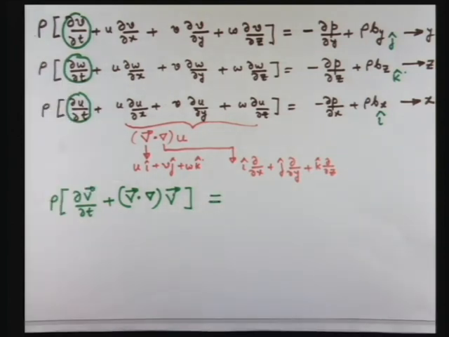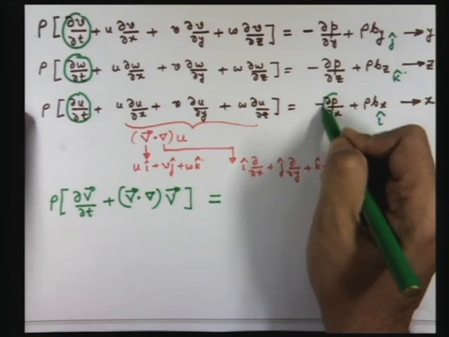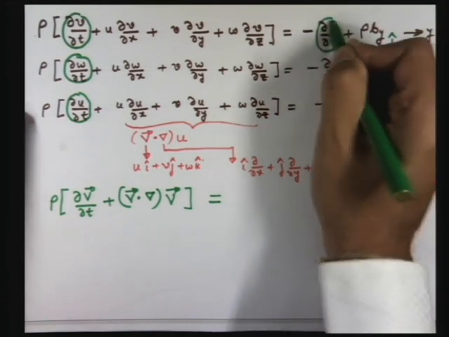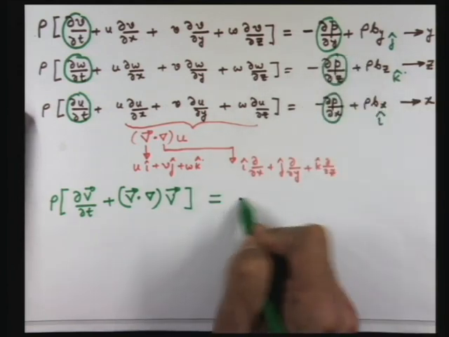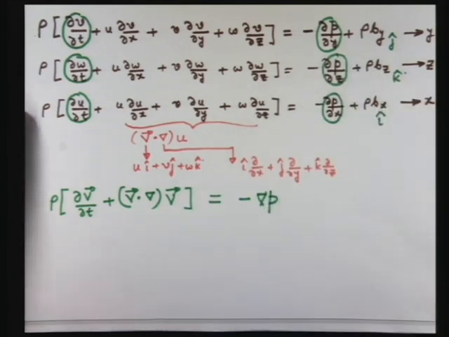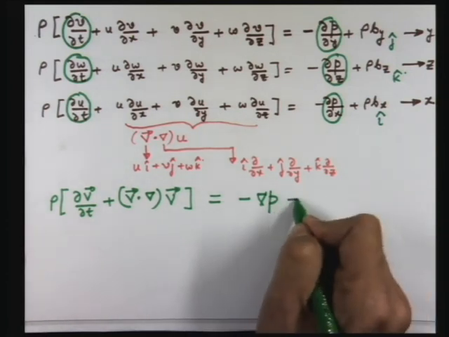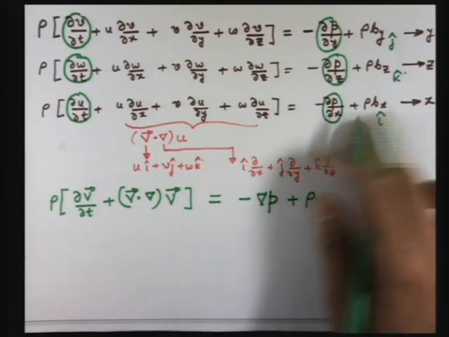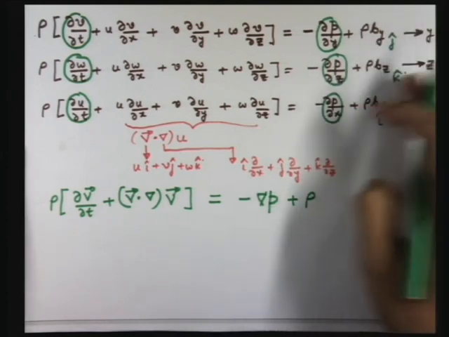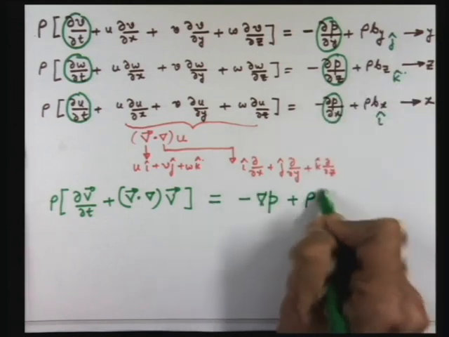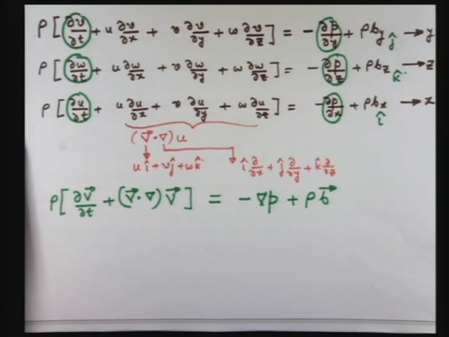Right hand side, this with i cap, this with j cap, this with k cap is nothing but minus grad of p, and then plus rho i bx plus j by plus k bz is the body force vector B. Okay. So this is the equation of motion in a vector form, Euler's equation of motion in a vector form.